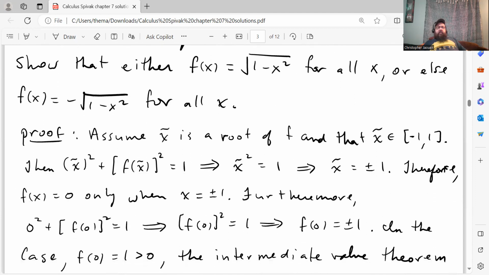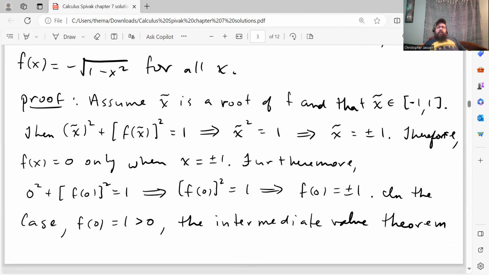So here's my proof. Assume that x tilde is a root of f, and that x tilde is an element of the closed interval from -1 to 1. Then if you plug that into the equation up above, x tilde squared plus f of x tilde squared is equal to 1, which implies that x tilde squared is equal to 1, or in other words, x tilde must be either plus or minus 1. Therefore, f of x is 0 only when x is plus or minus 1. Those are the only roots for the function f.